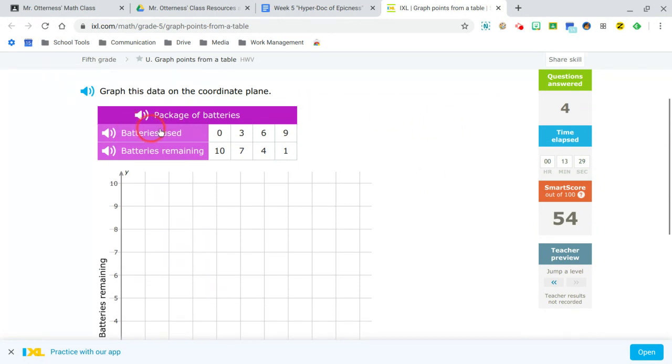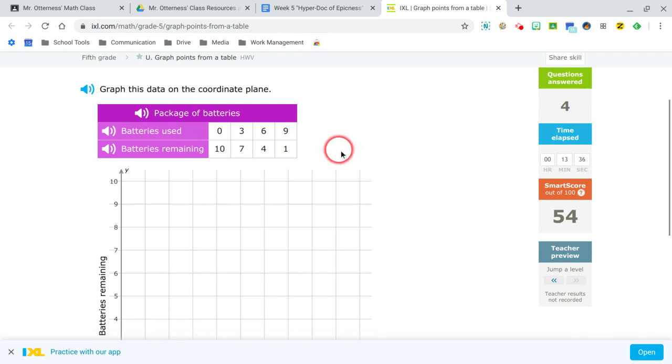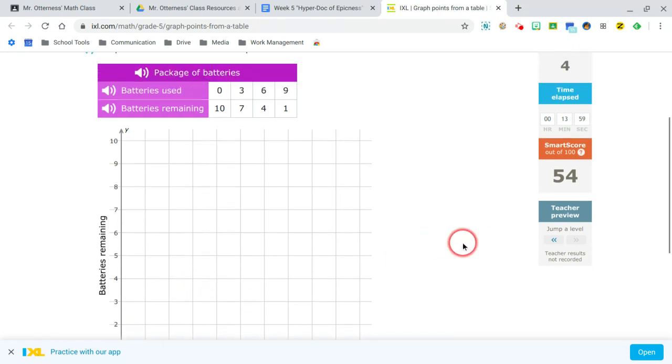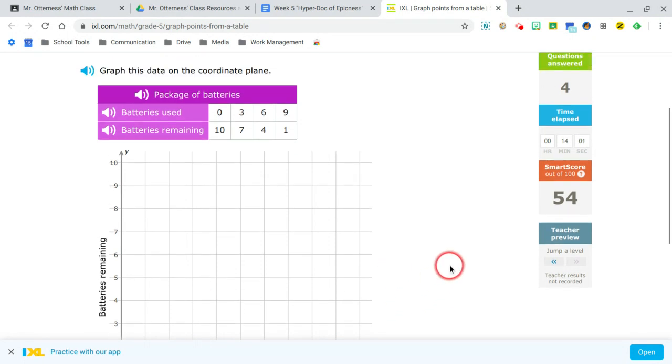Package of batteries. Batteries used to batteries remaining. So we're going to demonstrate an inverse relationship. So far, we've been seeing that with an increase on one axis, we saw a commensurate increase on the other axis, right? So for the last one, we saw that for every increase of a family member or size of a family, we saw the price also increase by a certain amount. But that's not always the case when we're measuring things.